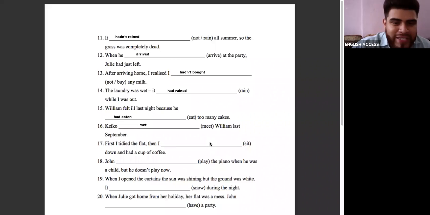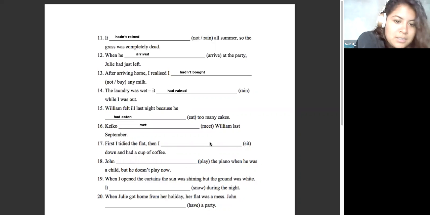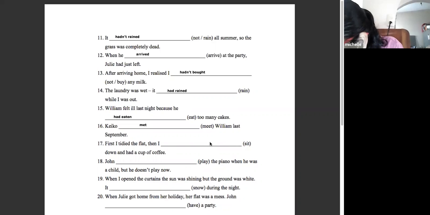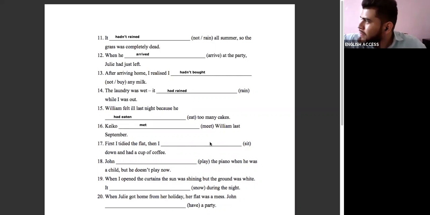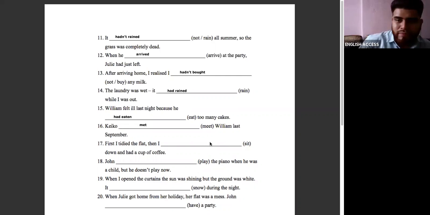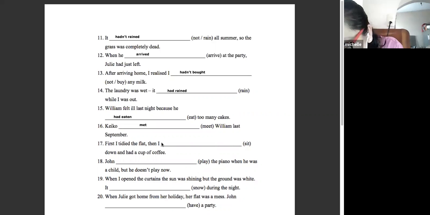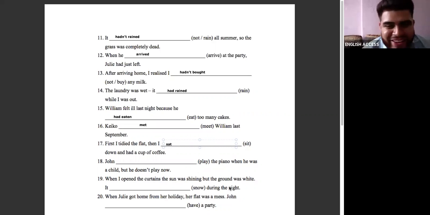17. First, I tidied the flat, then I sat down. First, I tied up the flat, and I. Remember, simple past or past perfect. Those are the two options. Yeah. It's simple past. All right. First, I tidied the flat, then I sat down and had a cup of coffee.